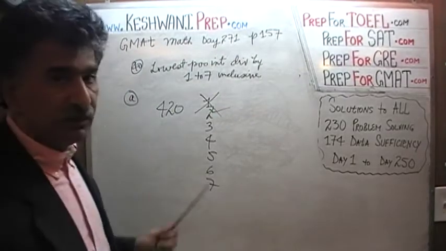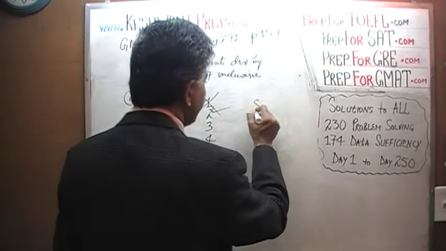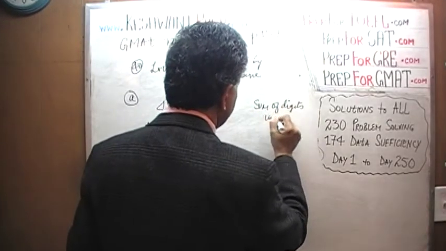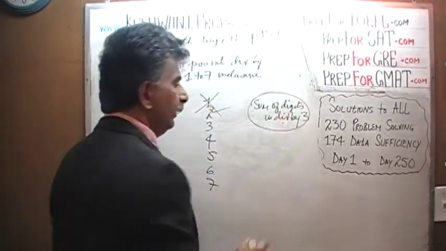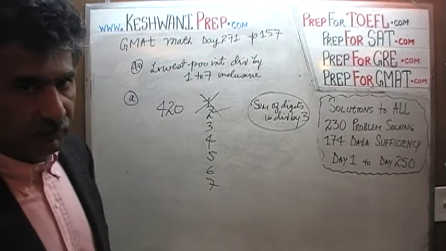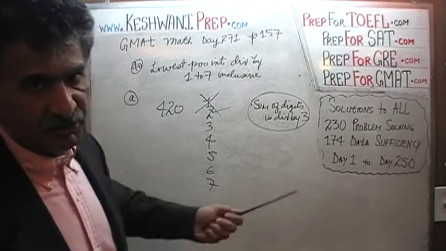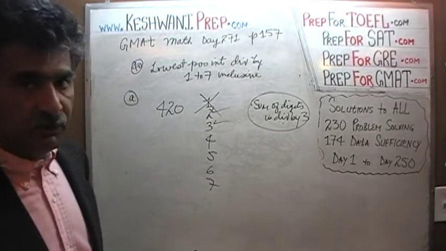How do we know if a number is divisible by 3? A number is divisible by 3 if the sum of the digits is divisible by 3. If the sum of the digits of a given number is divisible by 3, then the number itself is divisible by 3. Here we have 4 plus 2, which is 6, which tells us that this is divisible by 3. 3 works.